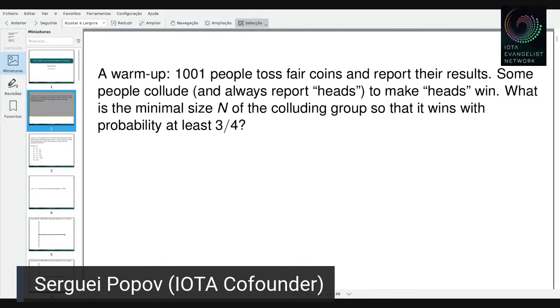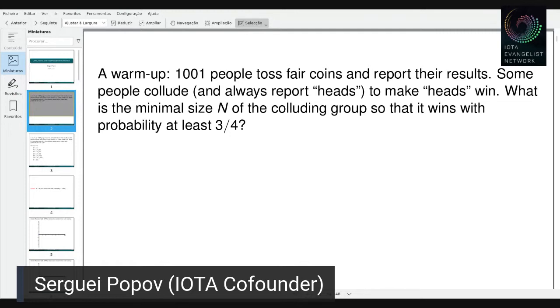Now, these are a lot of people, of course, and some of them are kind of cheaters, and they understand that nobody will really verify what they report. So they want to collude and always report heads to make heads win. Win in the sense that there will be more heads in the outcomes than tails. That is, at least 501 heads.